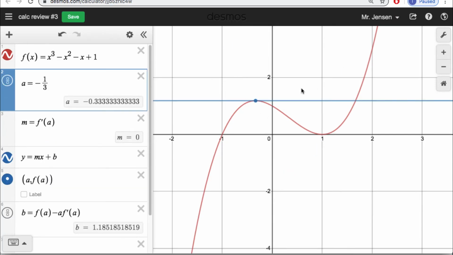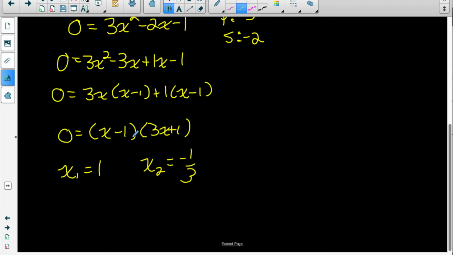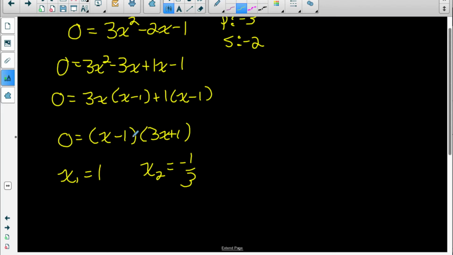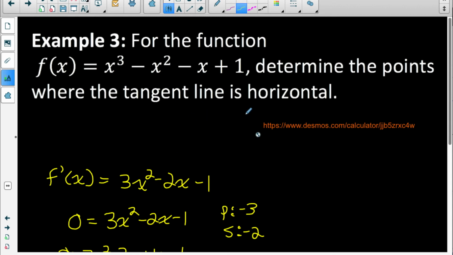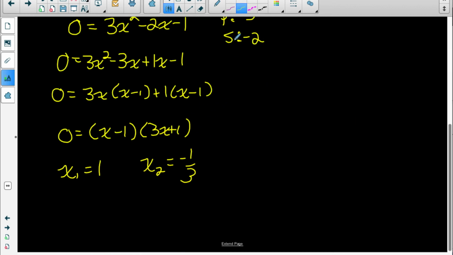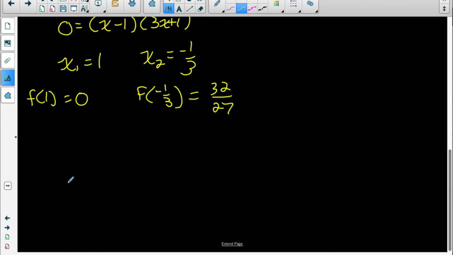And notice there is also a horizontal tangent, right? The equation of the derivative is equal to 0 there as well. Oh, and the question says find the points. So it actually wants, we need the y coordinates as well. So we know the x coordinates, we need the y coordinates. So we'll need to figure out what is the value of f at 1 and what is f at negative a third. So 32 over 27 and 0. So the 2 points are 1, 0 and negative a third, 32 over 27. Those 2 points on the original have a horizontal tangent.